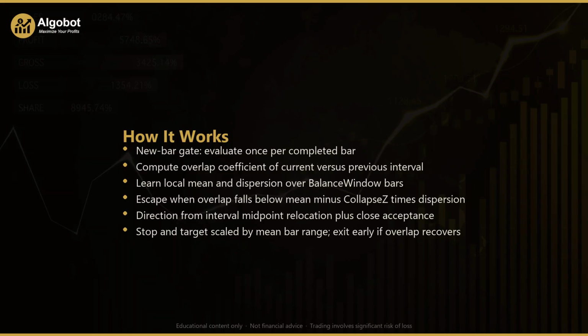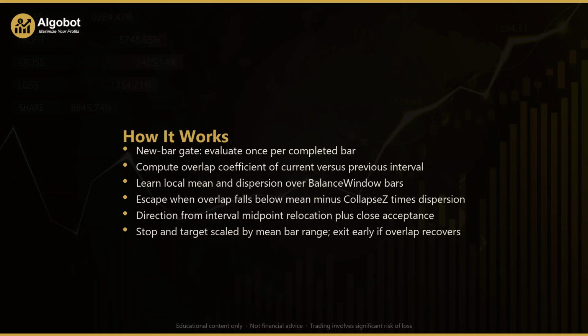Next comes the escape test. The strategy sets a threshold equal to the local average minus the CollapseZ parameter times the dispersion. CollapseZ defaults to 1.2 standard deviations. If the current overlap falls below that threshold, the bar is flagged as a statistically anomalous loss of cohesion. The market is escaping its recent value region.